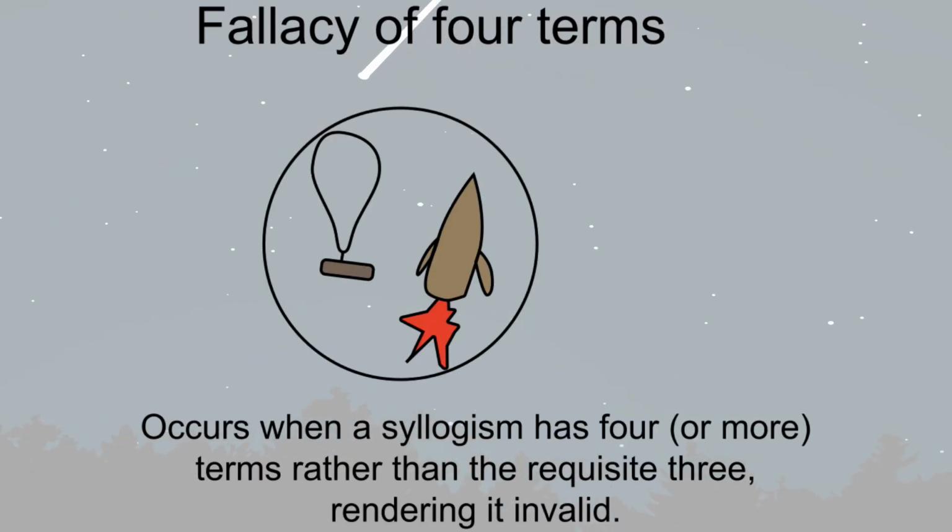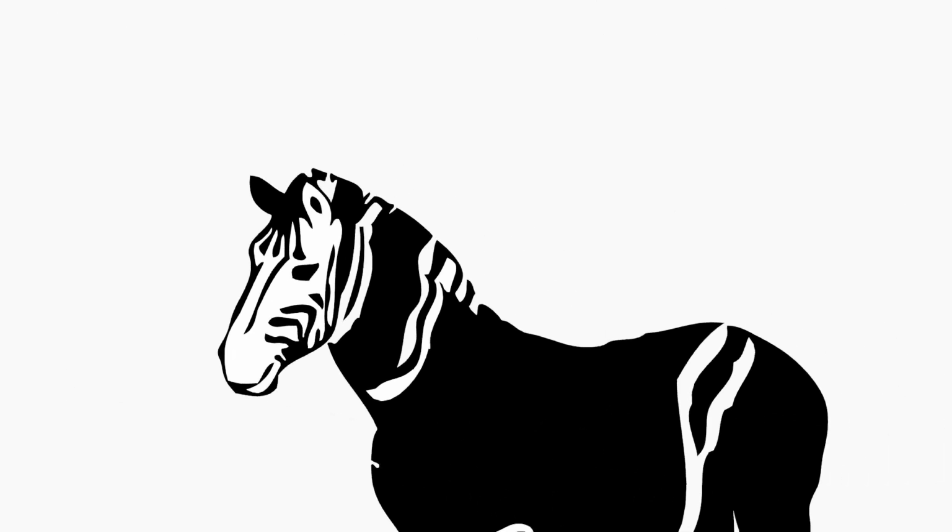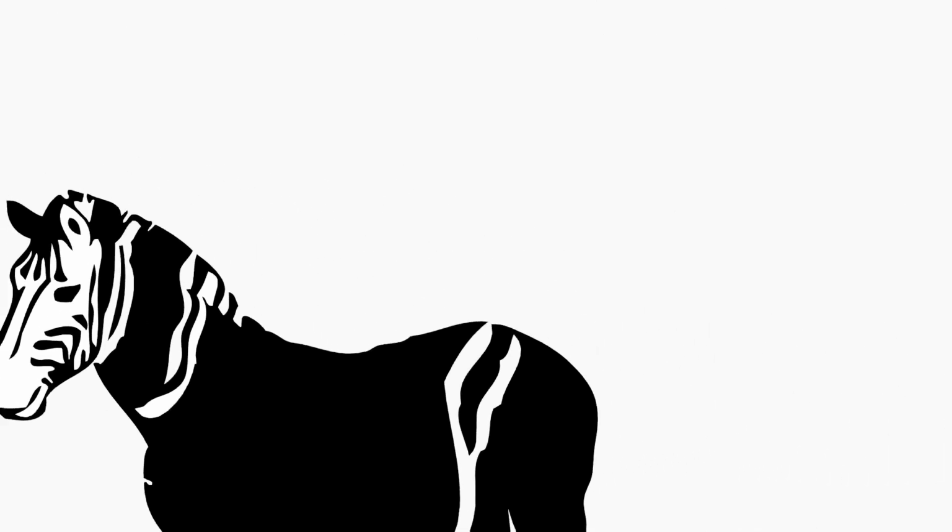Fallacy of four terms occurs when a syllogism has four or more terms rather than the requisite three, rendering it invalid. Example, wild animals are dangerous. Zebras are wild animals, therefore zebras are dangerous.